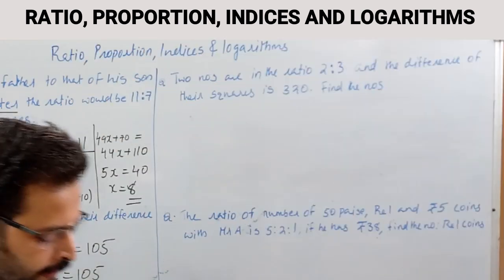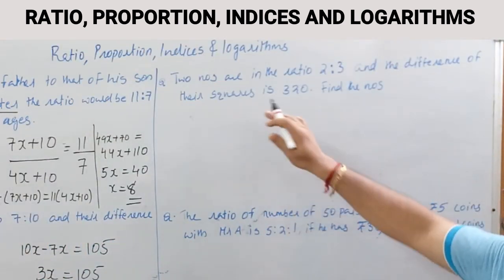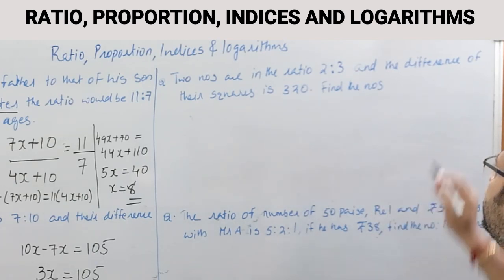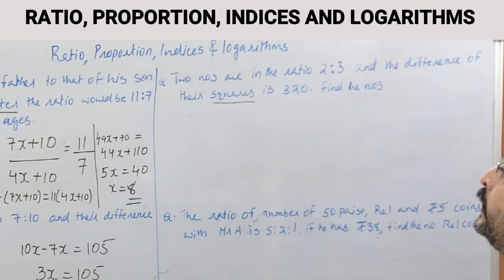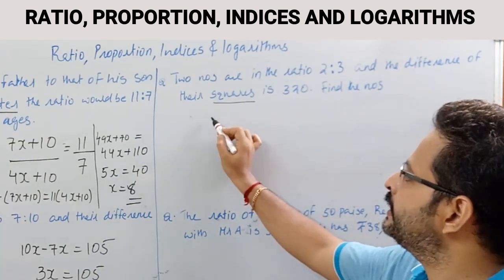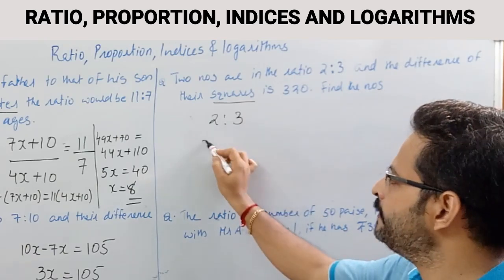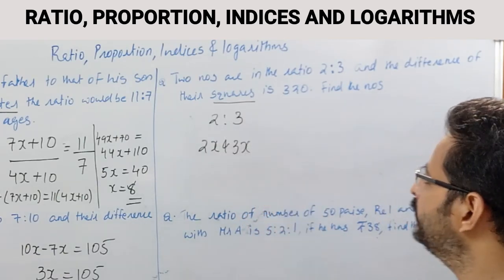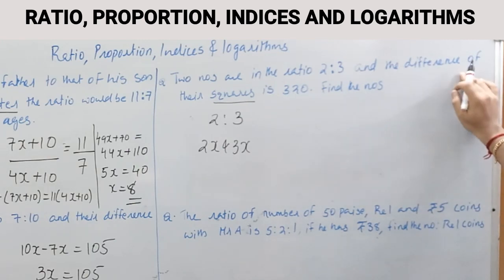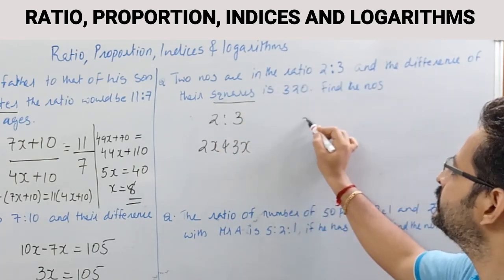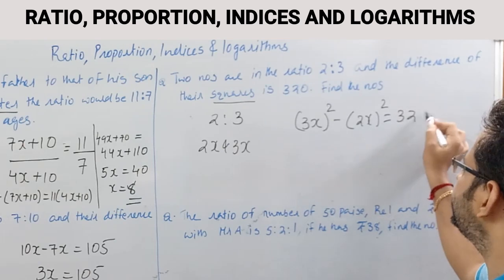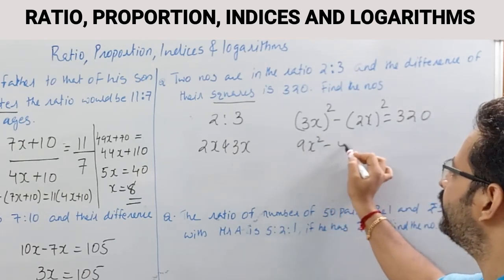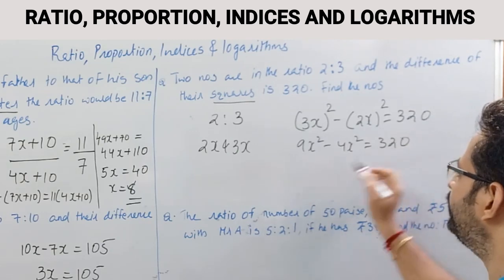Okay. Then next question. Two numbers are in the ratio 2:3 and the difference of their squares is 320. Find the numbers. Okay. It is given in the question that two numbers are in the ratio 2:3. Therefore, let numbers be 2x and 3x. Then the next condition is the difference of their squares. So that means 3x the whole square minus 2x the whole square is equal to 320. 9x square minus 4x square is equal to 320.